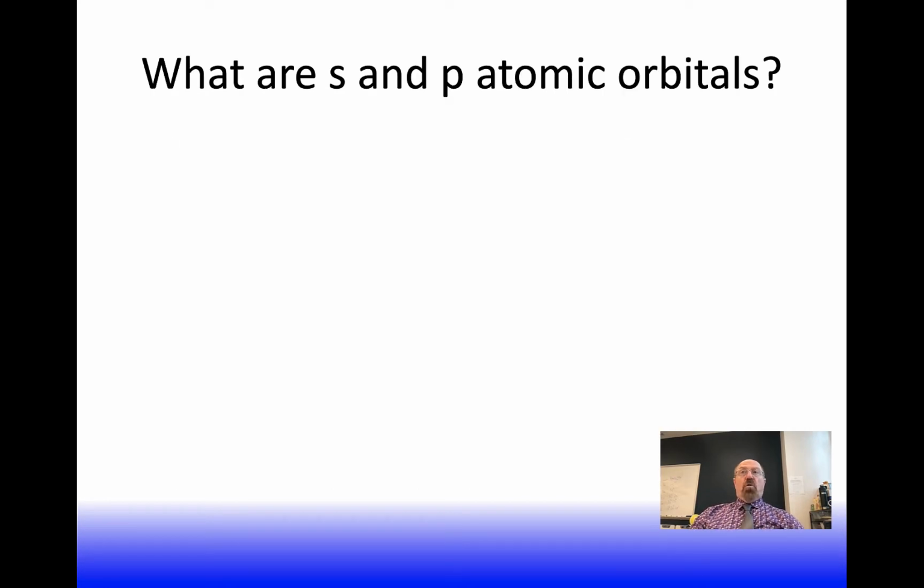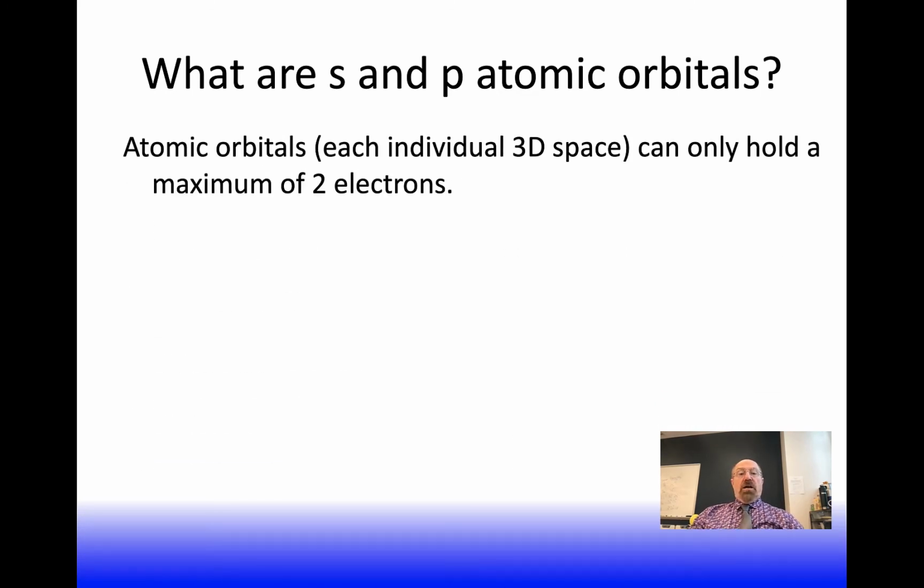Now, there are 4 letters that designate the types of orbitals. They are S, P, D, and F. Each of the 4 types has different shapes. S has 1 shape, which is a sphere. P has 3 shapes, which look like dumbbells. D has 5 shapes. F has 7 shapes. Each quote-unquote shape can hold up to 2 electrons. No more. So, again, atomic orbitals, 3D space, hold a maximum of 2 electrons.